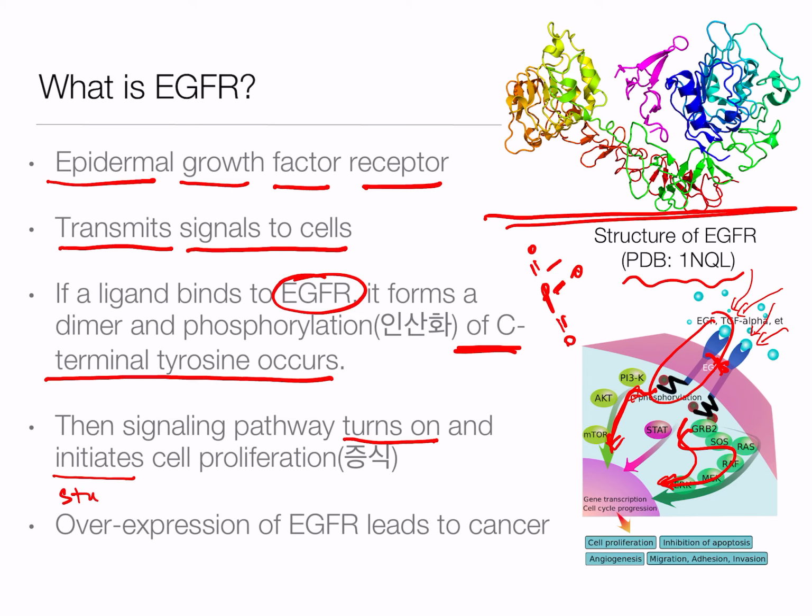cell proliferation. The meaning of proliferation is written here. They control how cells respond to external stimuli, external signals. But the overexpression of EGFR usually leads to cancer. It is known that the overexpression of EGFR leads to cancer. So some types of cancers can be treated by blocking these overexpressed EGFRs.